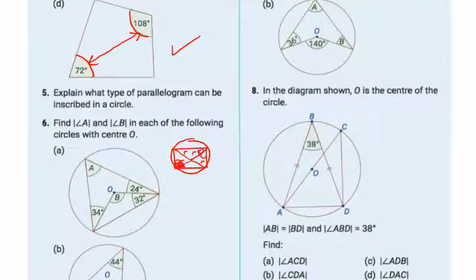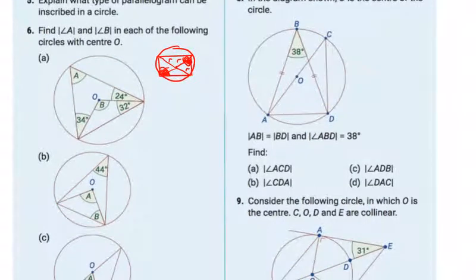So therefore, it would have to be a square or rectangle that could be inscribed in a circle. It couldn't be a general parallelogram. Well, a square is a parallelogram. So it would have to be right angles for question 5 here. Question 6, A and B.